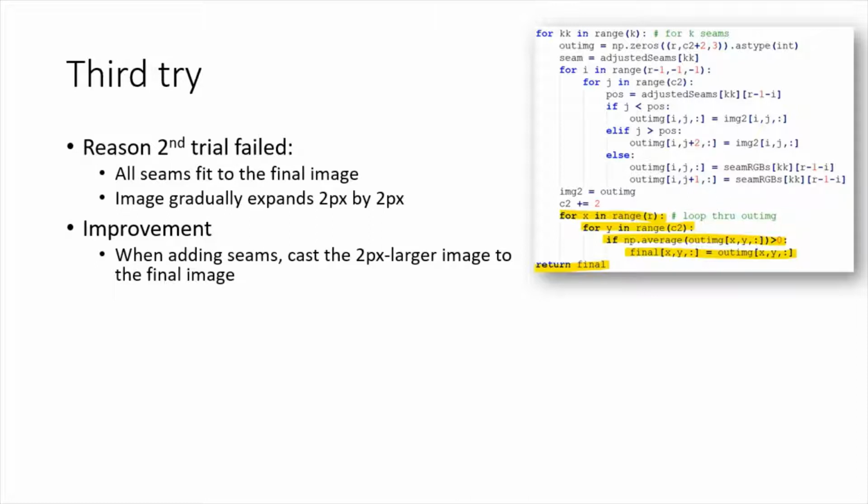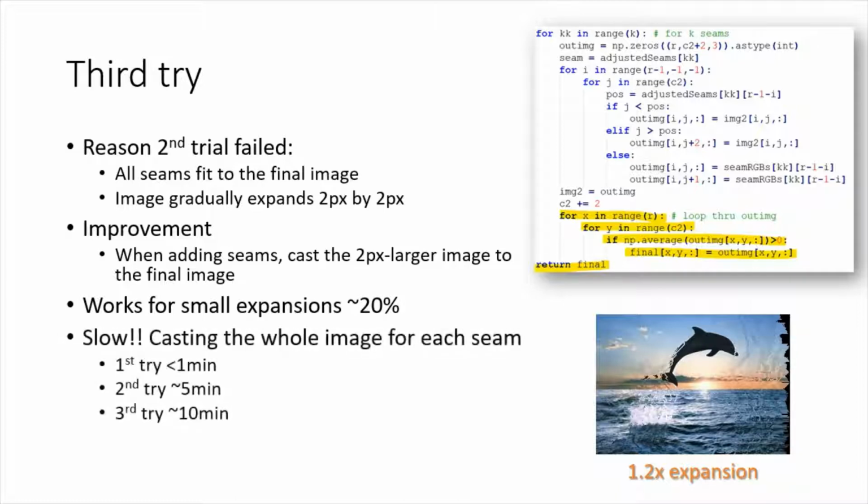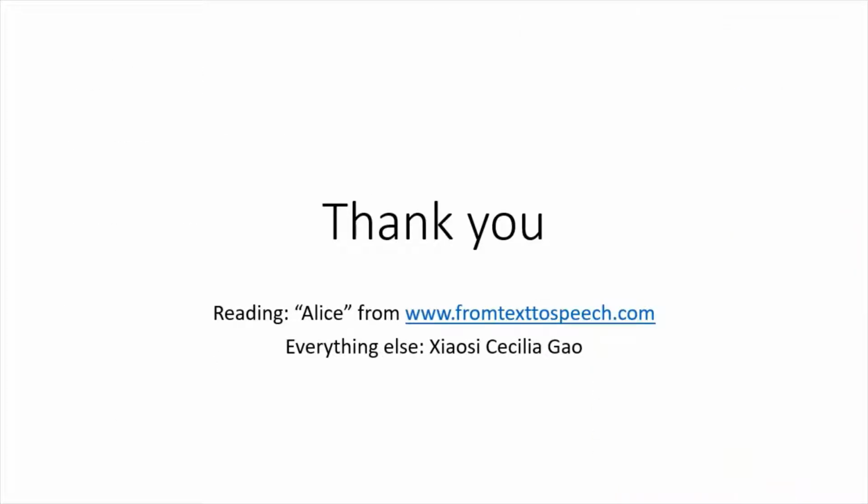This works well for small expansions like 20%, but larger expansions like 50% will lead to a similar result as the second trial. Also, this method is really slow because I have to loop through the whole image for each seam added. Running a 50% expansion will take me 10 minutes to finish while the first try takes seconds.